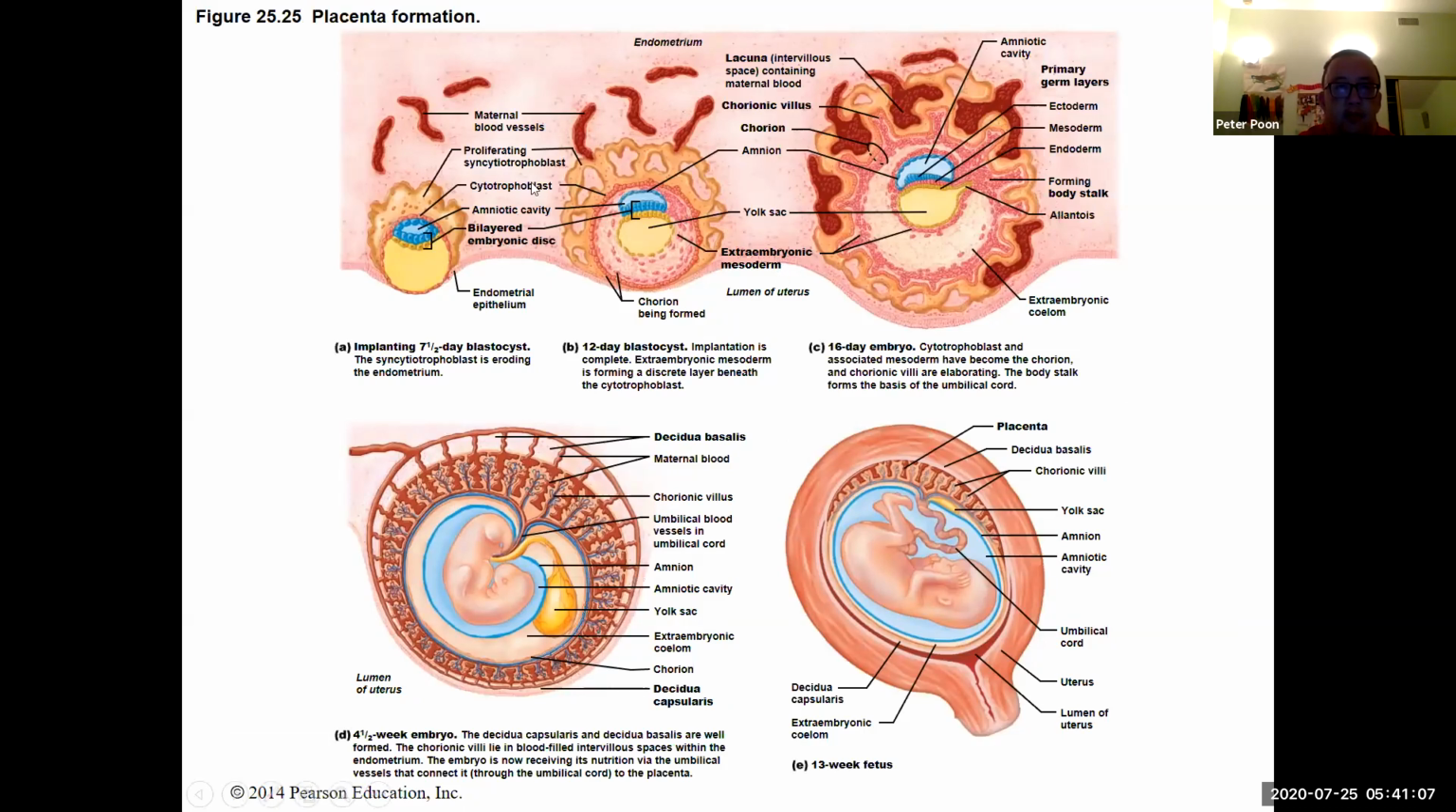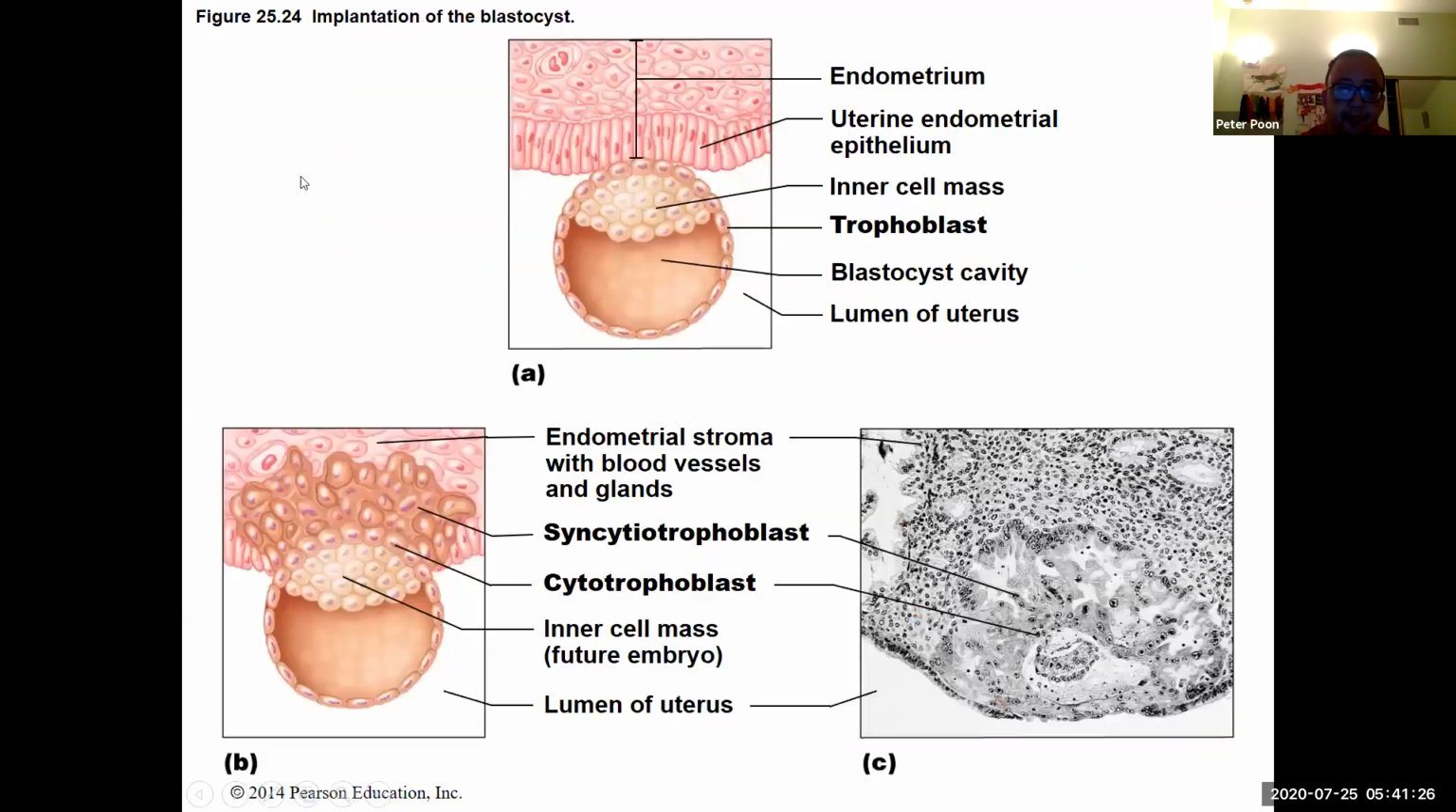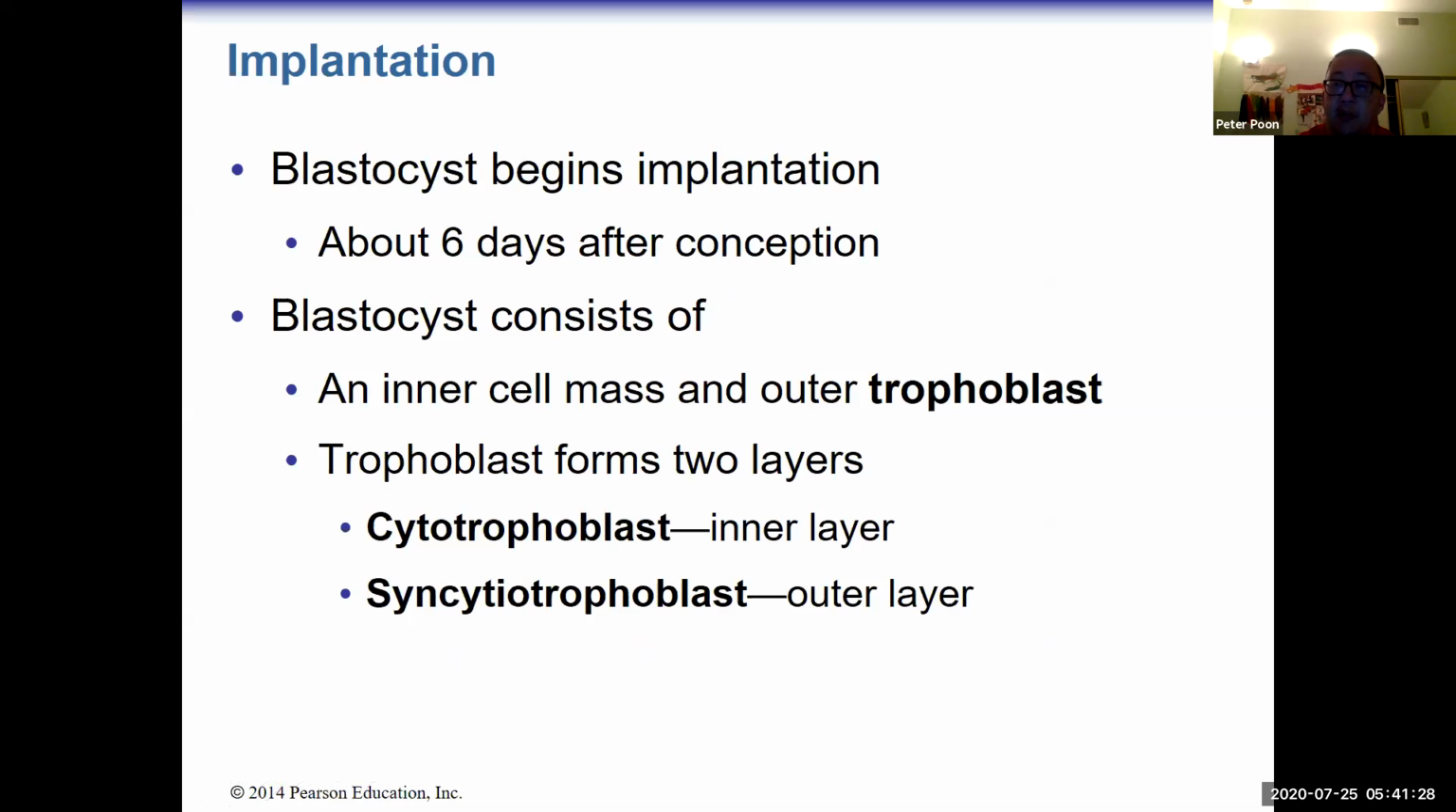The little ball will start invading into the functionalis and eventually get into the blood supply here, and it starts feeding off the blood supply. So it takes 6 days after conception. For 6 days, the embryo is not really feeding on anything. So that's why the egg has to be so big. It needs the nutrients to keep it sustained for a while.